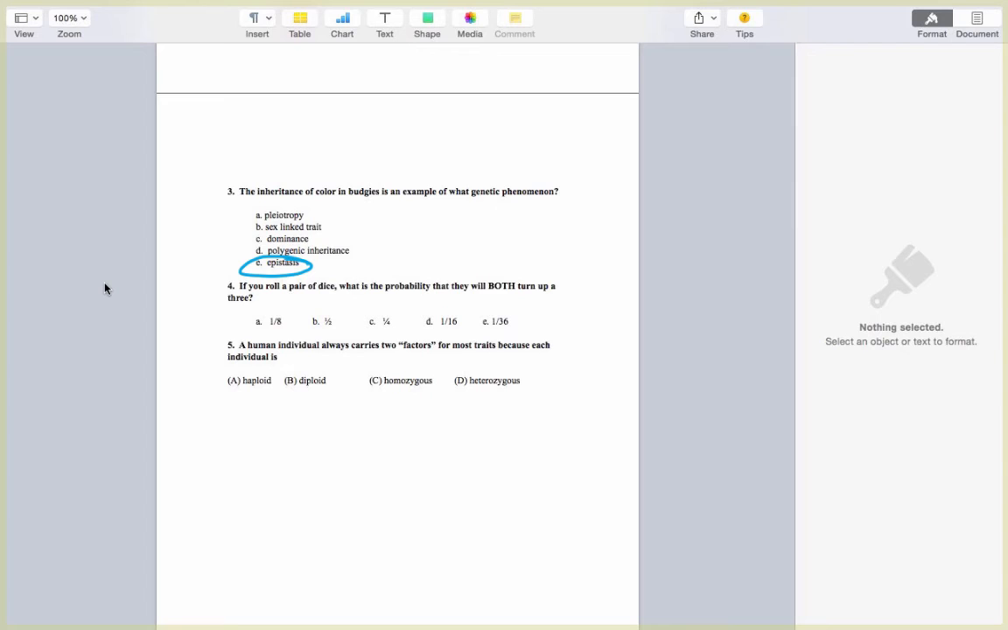If you roll a pair of dice, what's the probability both come up 3? Well, I'm taking a 1 out of 6 chance of rolling one die of 3, and multiplying it by another 1 out of 6, so I get 1 out of 36. A human individual carries 2 factors for most traits because each individual is diploid. You have 2 of every kind of chromosome, and that's why you can carry up to 2 different versions of the same gene.